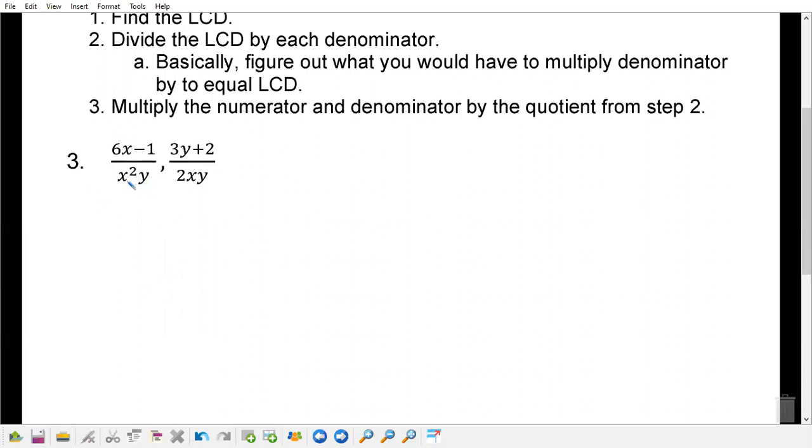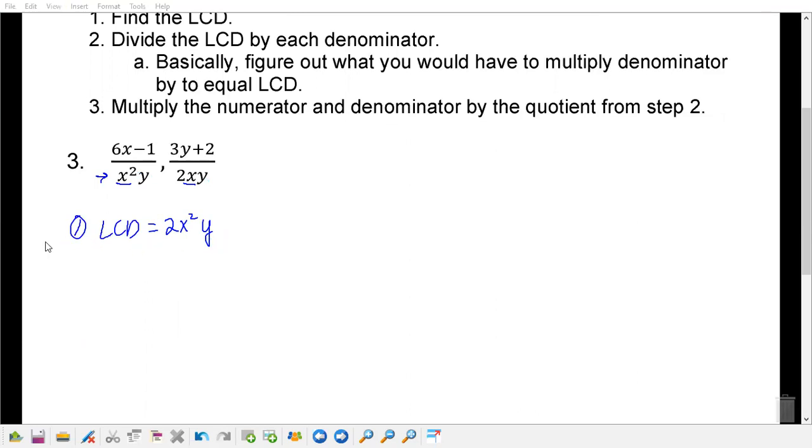So here, for the LCD, we're focusing on the denominators. We have x squared y and 2xy. Between these two, they're already basically in prime factorization, right? So looking at them, step 1, our LCD is going to equal the greatest power of each factor. 2 is the only one, so it has to be 2. I have x squared and x, and x squared is greater. I have y and y, it's only 1 y. So my LCD is 2x squared y.